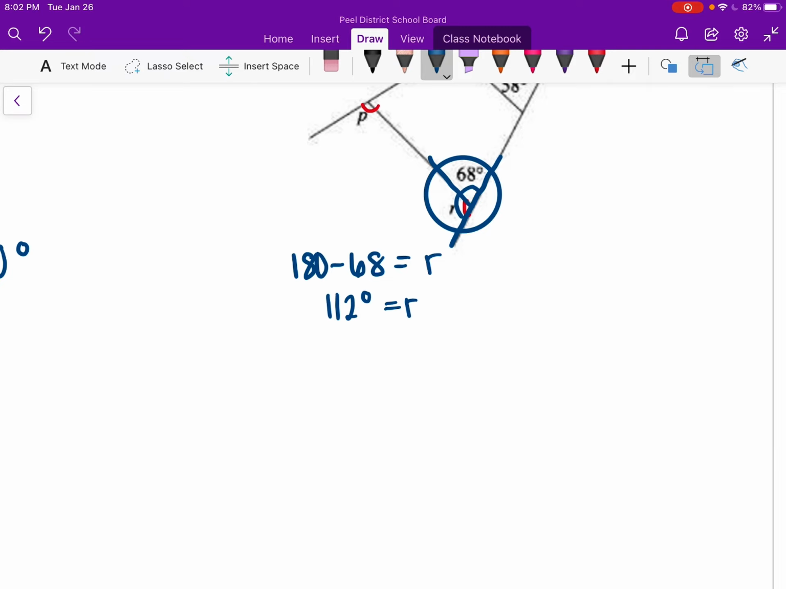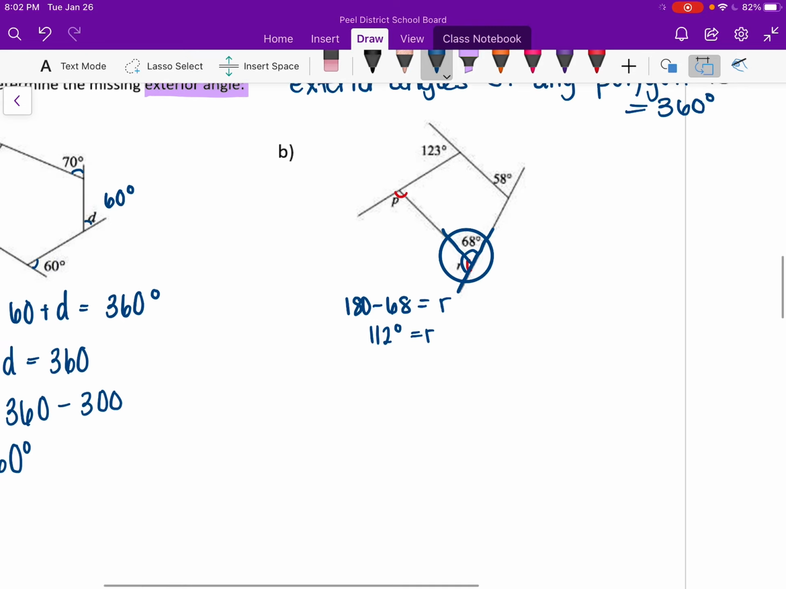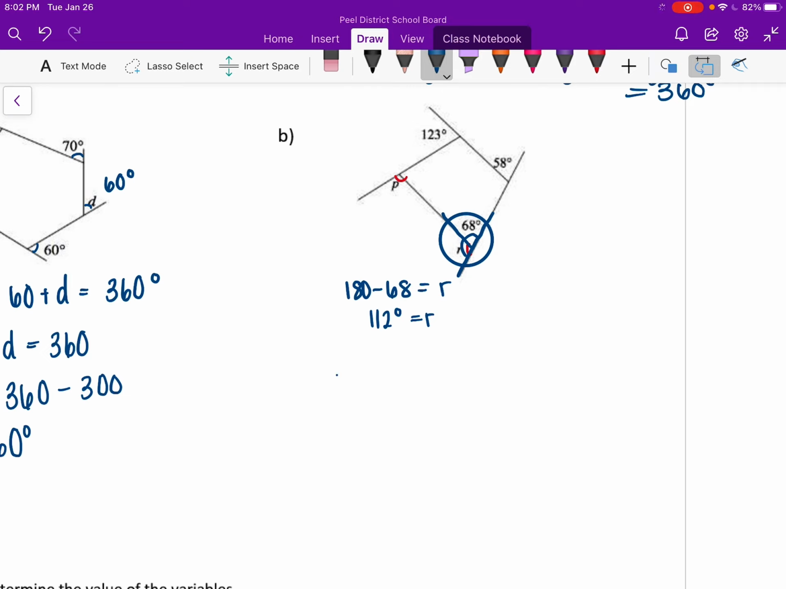It's equal to R. And now that I have the R and I have my exterior angles, which means that everything is going to equal 360, I can now plug in my numbers. So I can say P, which I don't know, is equal to 123 plus 58 plus, sorry, not 68, plus 112, is equal to 360 degrees. So then I can do that math. 123 plus 58 plus 112 is going to be equal to 293, which equals 360.